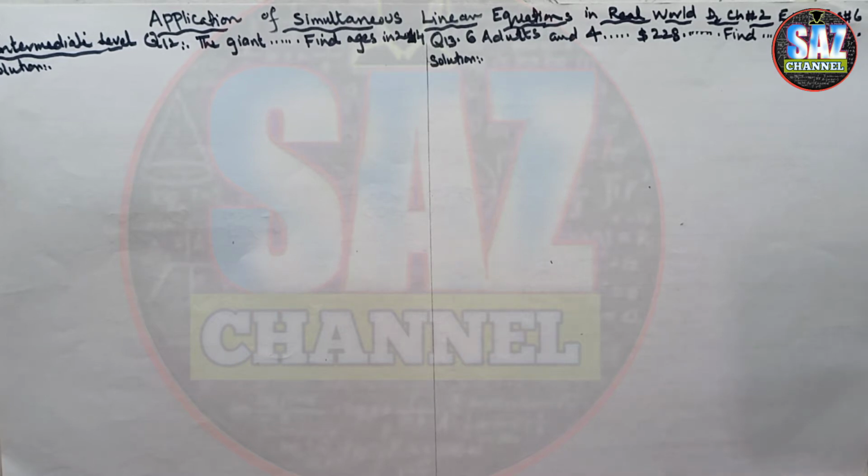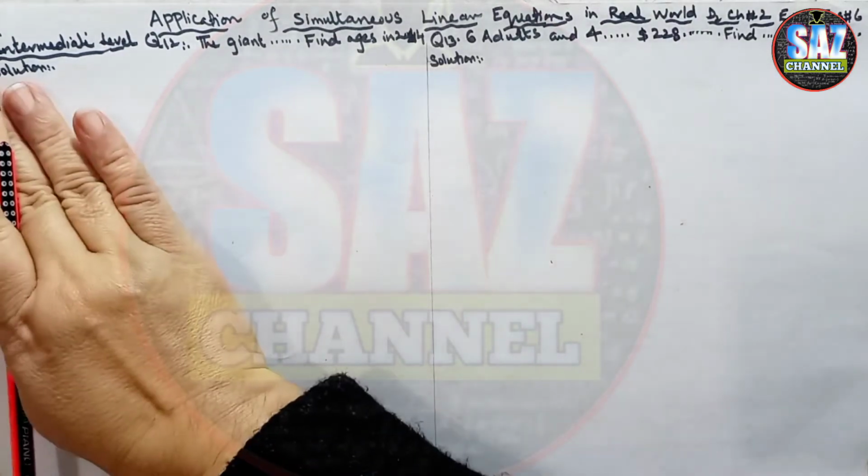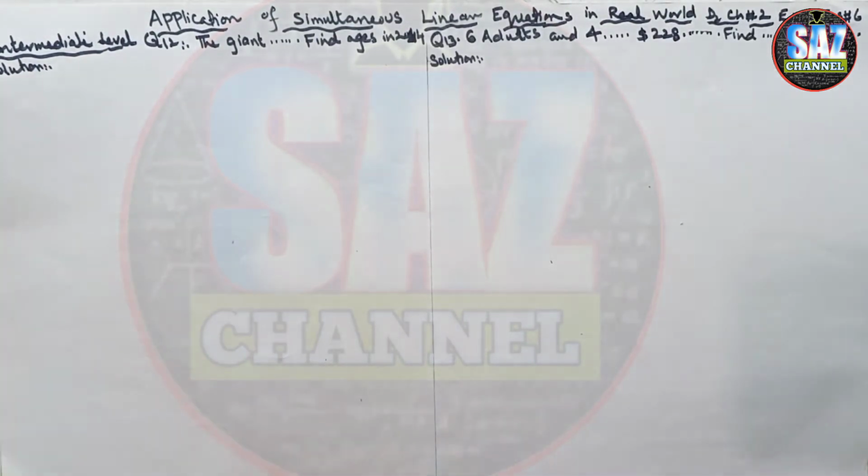This is my sixth lesson of D2, chapter number 2, exercise 2F, that is about application of simultaneous linear equations in the real world. In this lesson, I will solve intermediate level question number 12. As the questions are long, I've written the questions in short form and I'll be reading the questions from the book. Let me read question number 12 carefully.